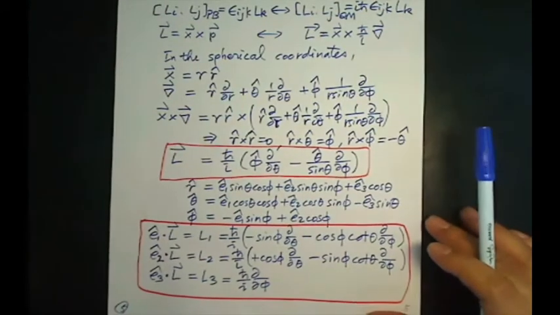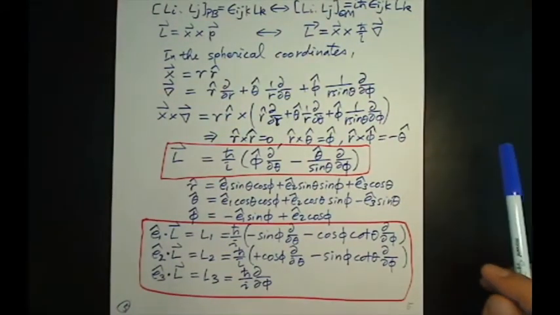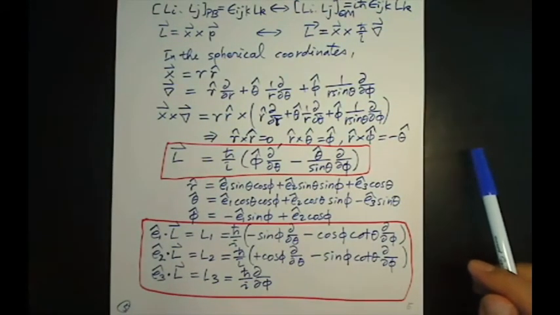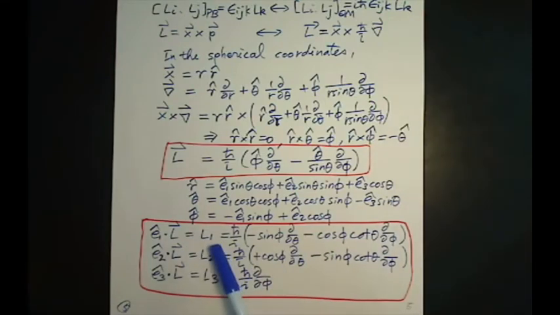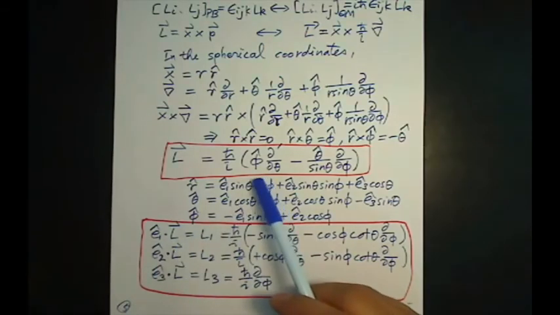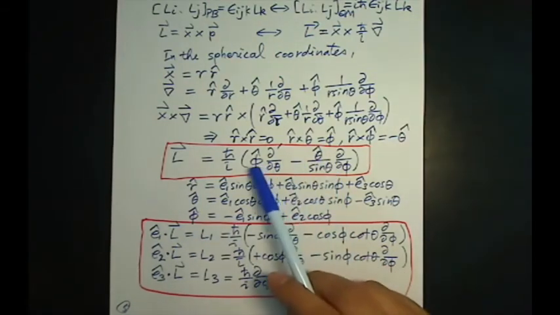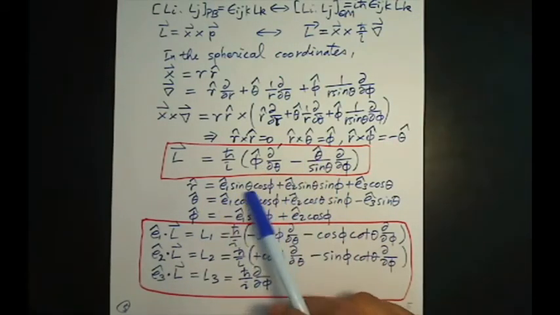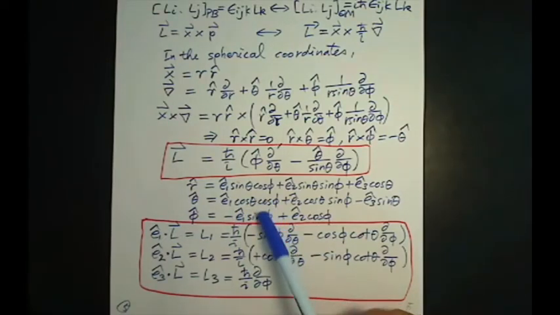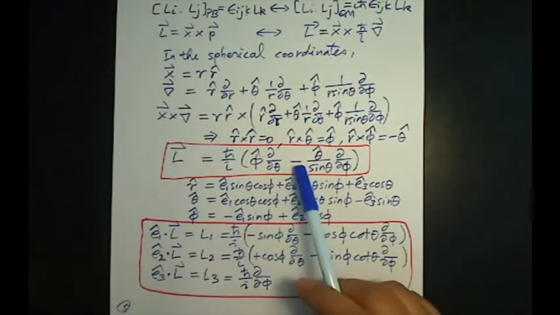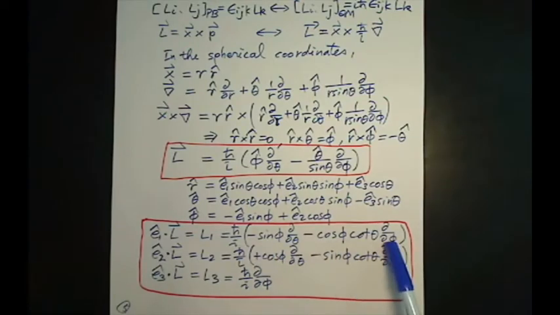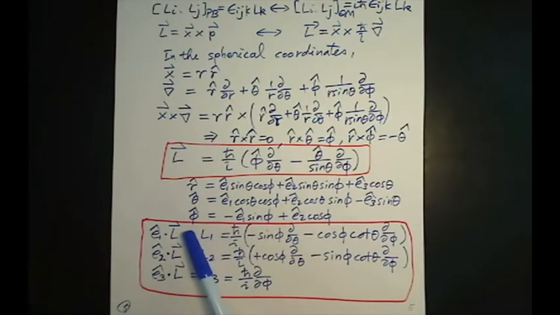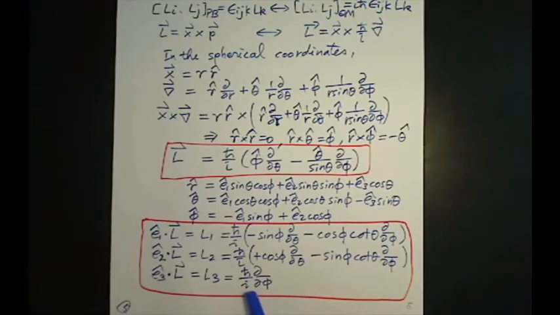orbital angular momentum expressed in terms of the polar coordinates. So L1 is E1 dot L. So we pull out the theta hat and phi hat's E1 dependence in here. We can read off and substitute in here to find the expression for the x1 and the expression for the x2 and the expression for the x3.